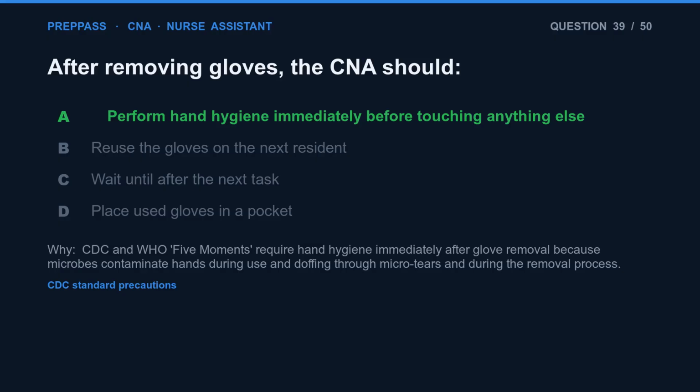The correct answer is A. CDC and WHO 5 moments require hand hygiene immediately after glove removal because microbes contaminate hands during use and doffing through microtears and during the removal process.